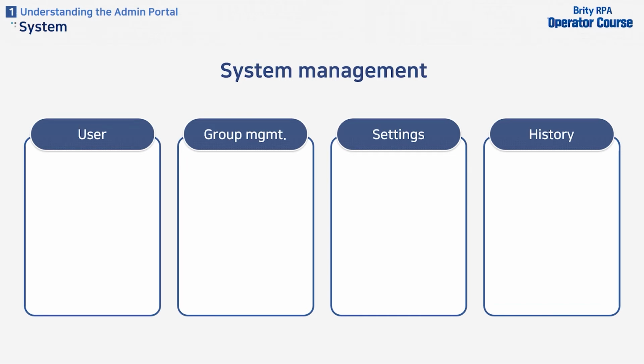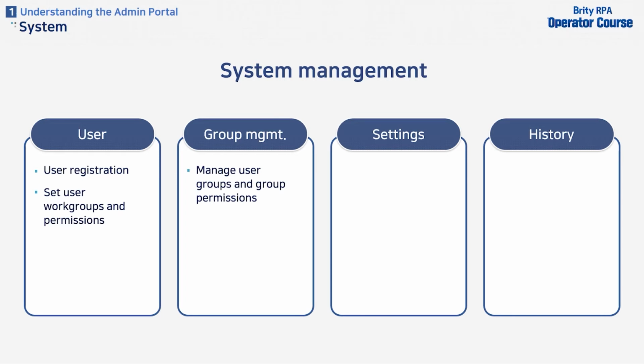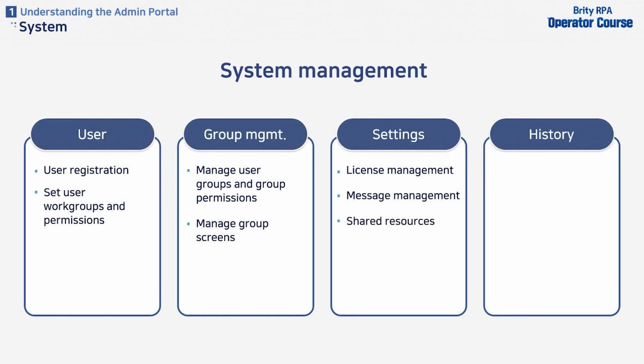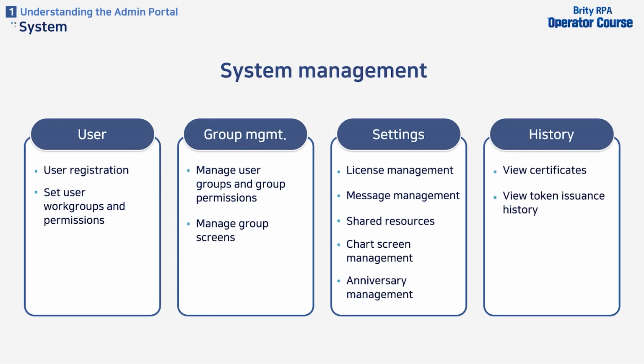User-related features are used to register users and set user workgroups and permissions. Group management features are used to manage user groups and group permissions and manage the group screens. Also, features related to settings are used to manage licenses, messages, shared resources, chart screens, and anniversaries. History features are used to view certificates or view the history of token issuance.